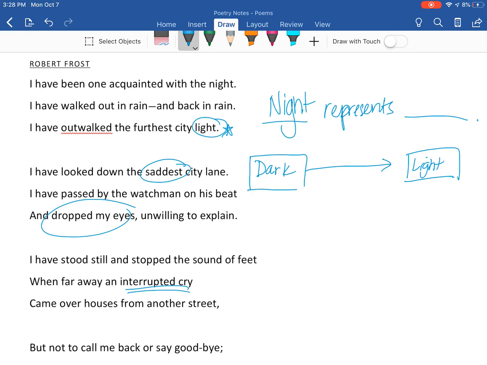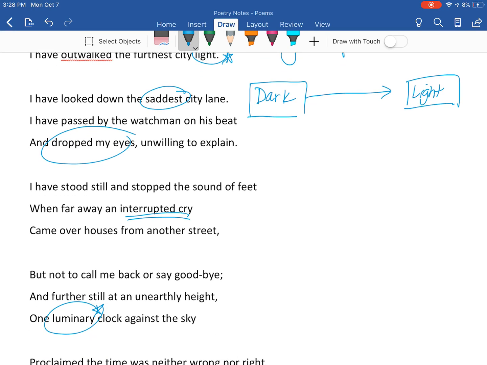The other thing I noticed as I was annotating before was this interrupted cry, which if you keep reading down further to here, it's talking about the clock. So there's this imagery of this dark, quiet night when all of a sudden this clock comes out of nowhere and breaks that darkness. So I think symbolically then, we're going from a place where our speaker is sitting here with dropped eyes, right? But then they're looking up at this clock, which is at an unearthly height.